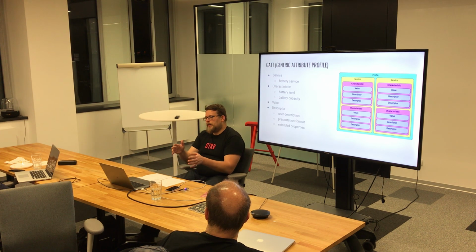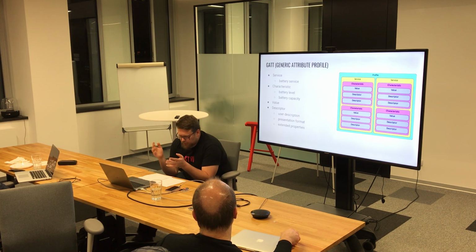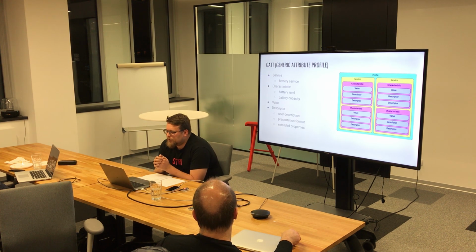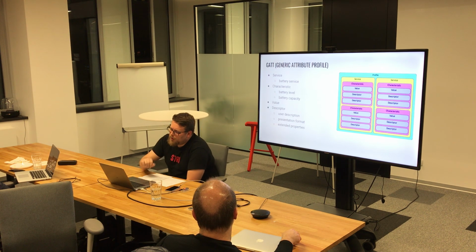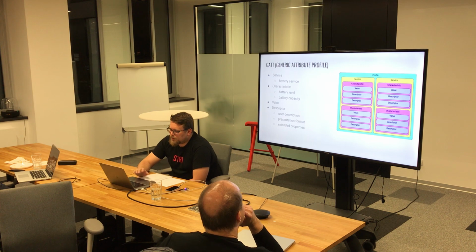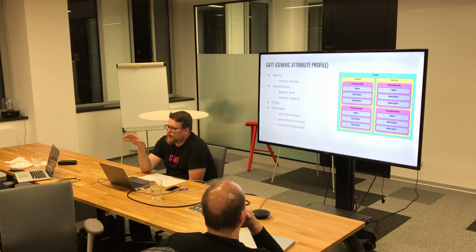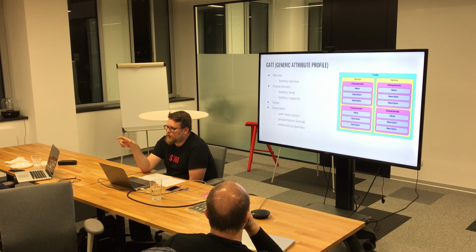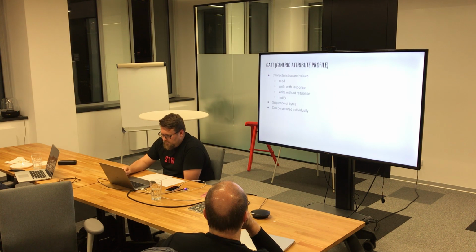So each characteristic has value. You can read or write the value, and you can also have something that is called notify. I'll get to that later. And each characteristic also has descriptor, and in this descriptor you can specify what the characteristic is actually called, what the data it represents, and there are some extended properties related to authorization.